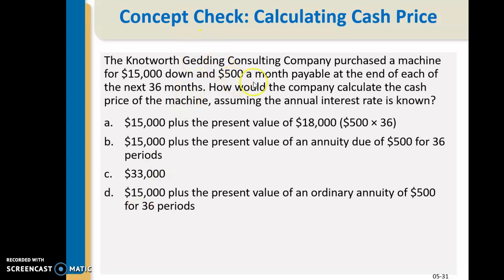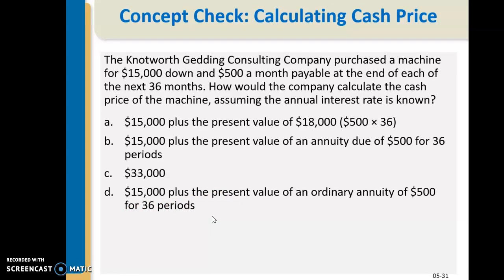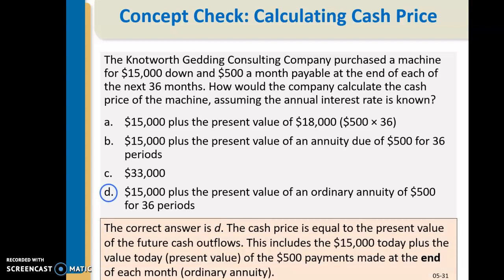Well, if the payments are made at the end of each of the next 36 months, then we have a situation where we have an ordinary annuity. So D is the correct answer, $15,000 plus the present value of an ordinary annuity of $500 for 36 periods. And here's the theory behind that answer.